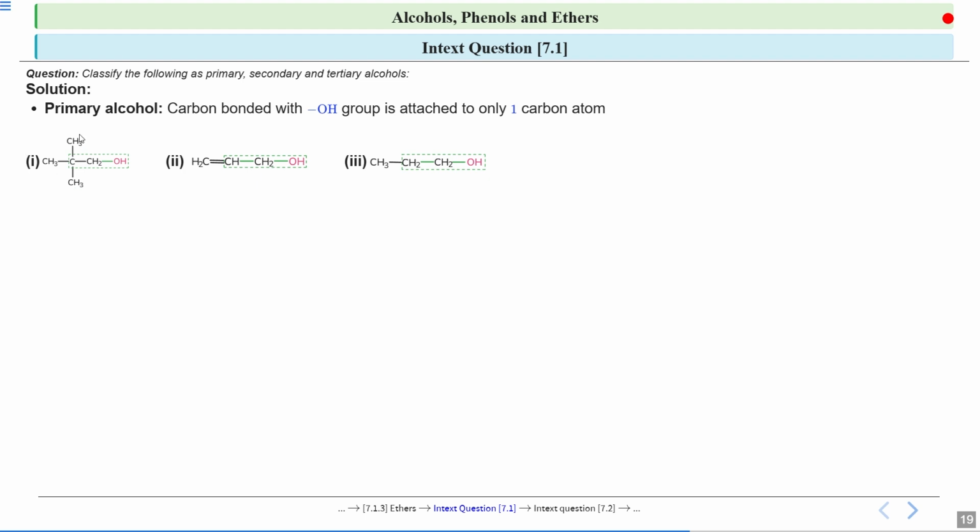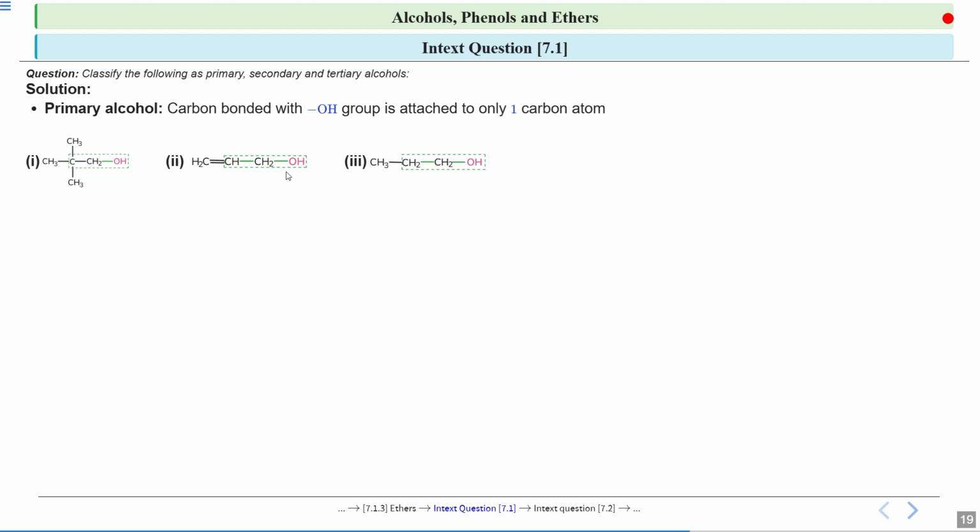These three methyl groups are attached to this carbon, not this carbon. So this carbon is attached to two hydrogens and one carbon. That's why we call this alcohol primary. So the alcohol present in the first part is the primary alcohol. And the second part also, if you see, it is an allylic alcohol, right?